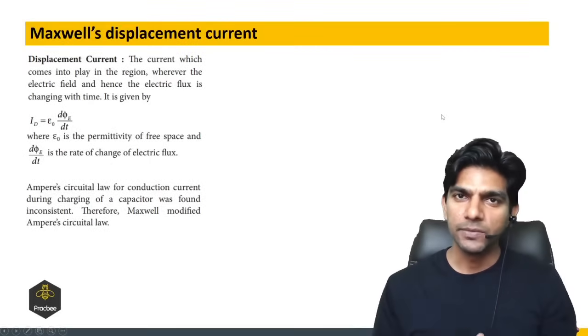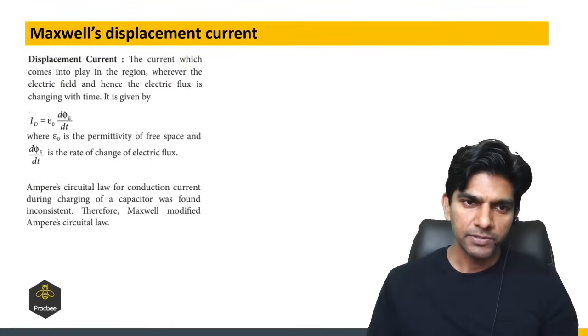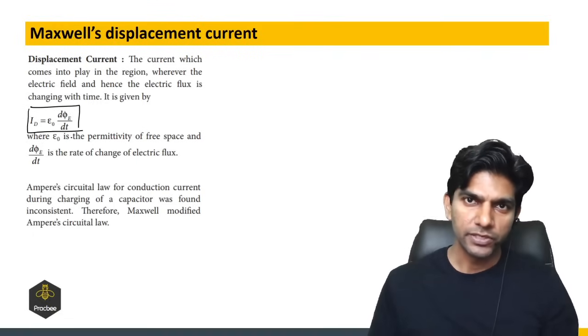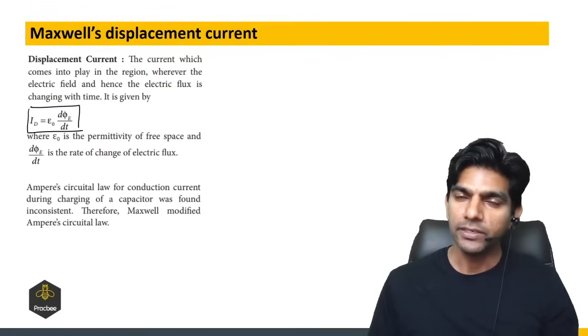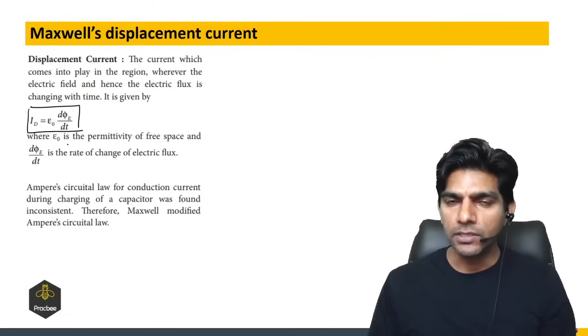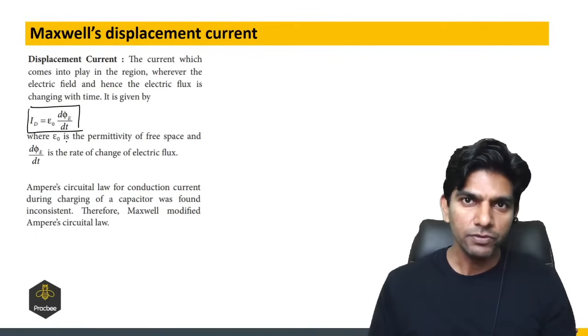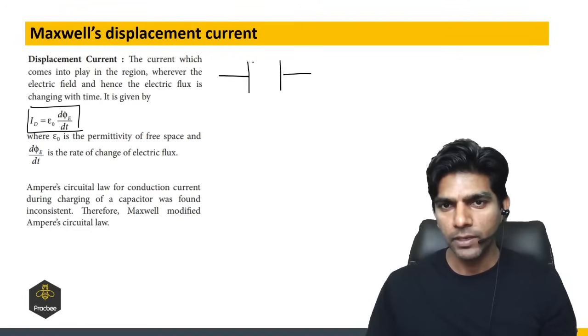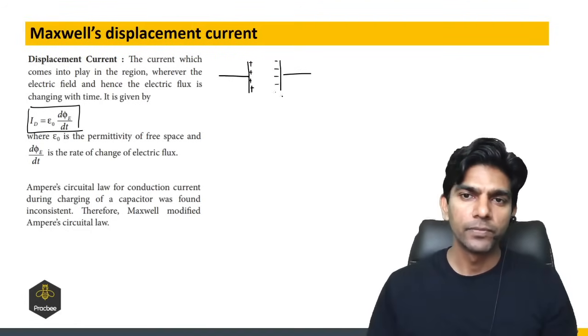Now let us see the concept of displacement current. It was proposed by Maxwell, and it is given as epsilon naught d phi E by dt, where epsilon naught is the permittivity of free space and d phi E by dt is the rate of change of electric flux. So he came across the concept of displacement current when he was studying charging of a capacitor. So if I show you the experimental setup, this is a parallel plate capacitor, and this plate is at a high potential and this plate is at low potential.